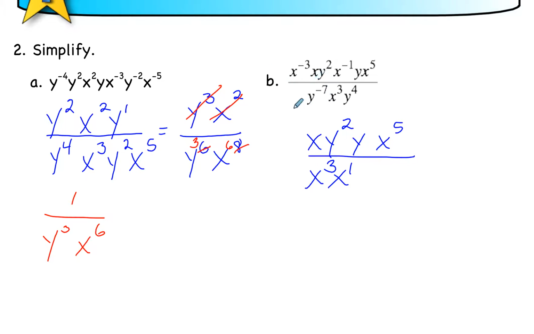Now let's work on the denominator. This y to the minus 7 is going to go to the top and become positive. X to the third stays there, and y to the fourth also stays there. So let's clean this up a little bit.